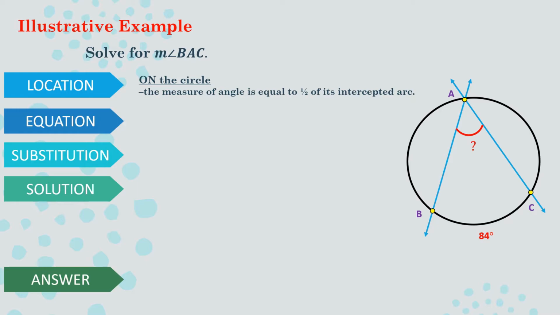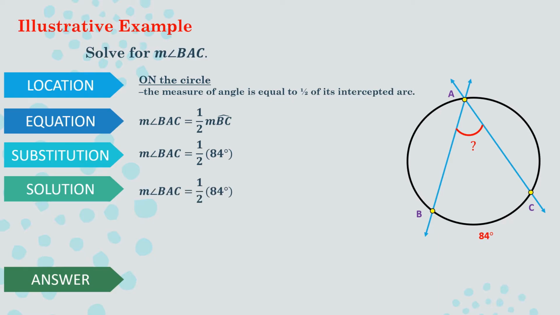We're going to use this to formulate an equation for solving the measure of angle BAC. Since our angle is angle BAC and its intercepted arc is arc BC, the measure of angle BAC is equal to 1/2 of the measure of its intercepted arc, arc BC. The next step is to substitute. We substitute the given measure on our figure, 84 degrees for arc BC, into our equation, giving us measure of angle BAC is equal to 1/2 of 84. And all you have to do is solve for this.